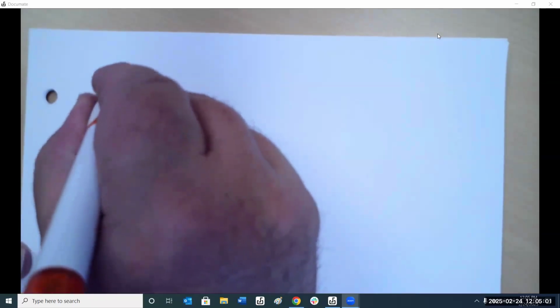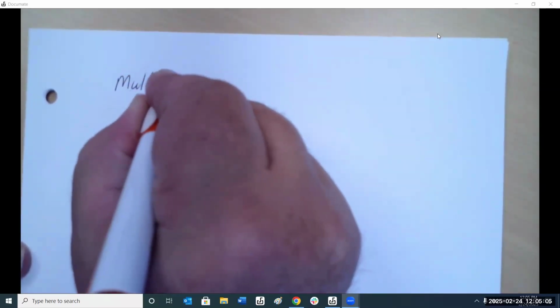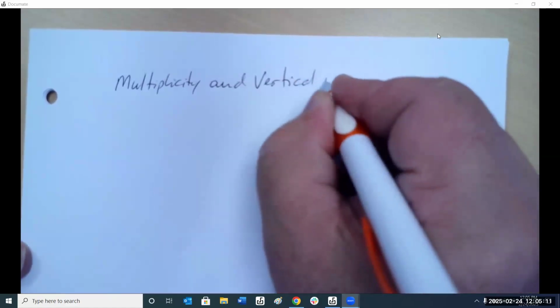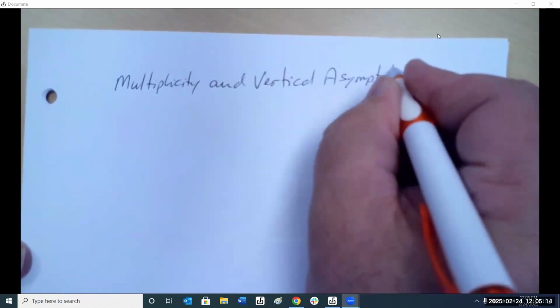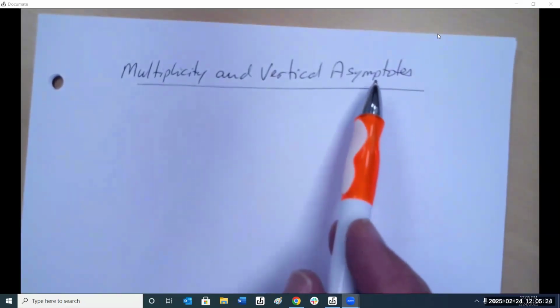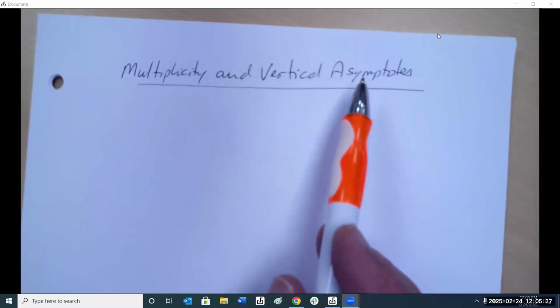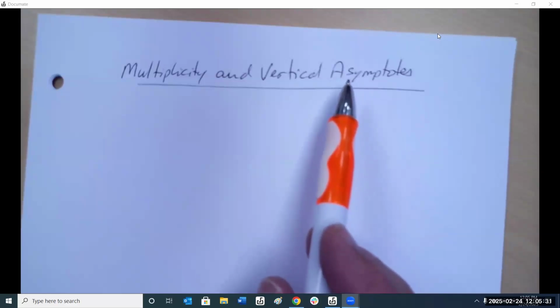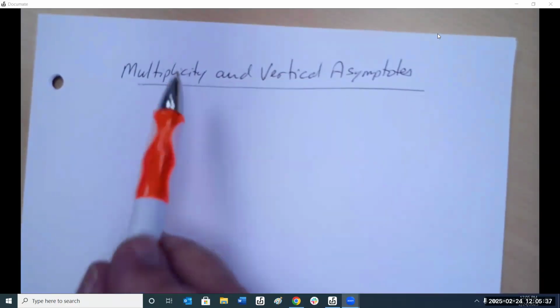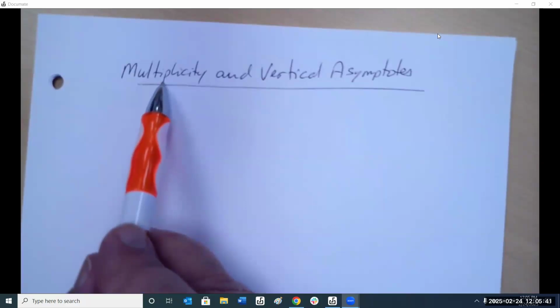Yes. All right, so now let's look at multiplicity and vertical asymptotes. Okay, we know what vertical asymptotes are. That's the x values that make what? The bottom equal to 0, which makes the function undefined. What is a multiplicity?